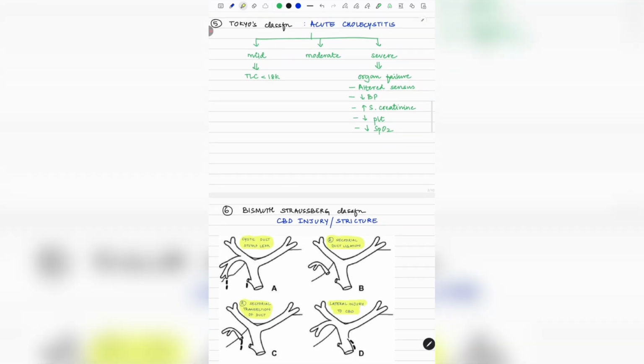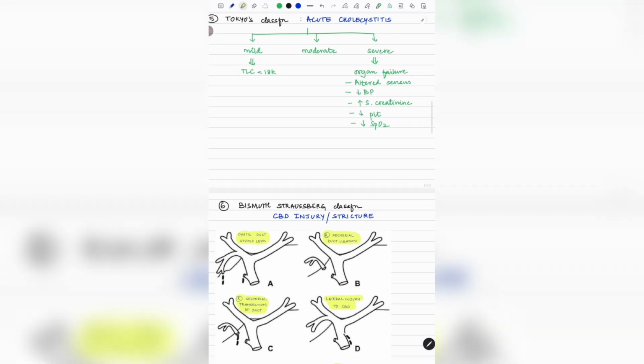Then coming to the Tokyo classification, it is for acute cholecystitis. Again it has 3 types: mild, moderate and severe. Remember only 2, the rest you can keep for moderate. Not more than that. Take the total leukocyte count less than 18k, it is mild. If you have any of the organ failures, then it is severe, that is altered sensorium, decrease in the BP, hypotension, increase in the serum creatinine, decrease in the platelets, and SpO2 is decreased. All such things indicate organ failure leading to severe acute cholecystitis.